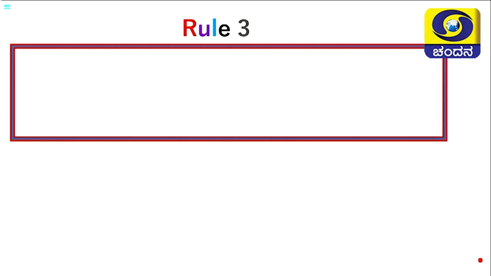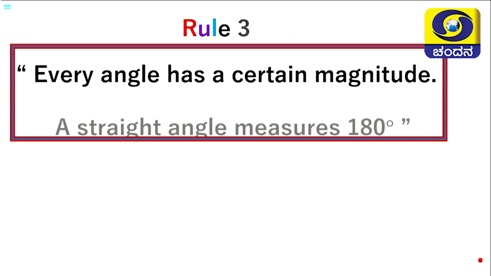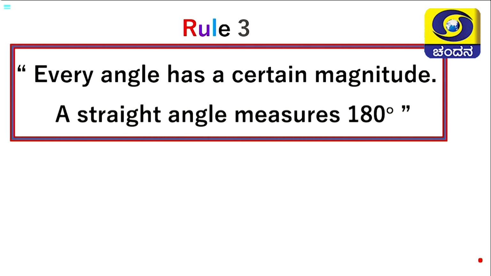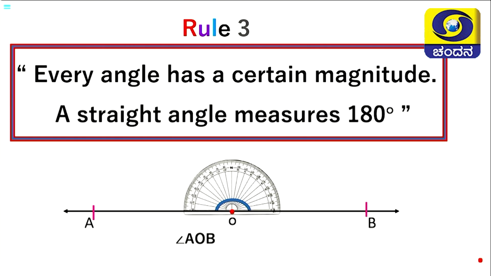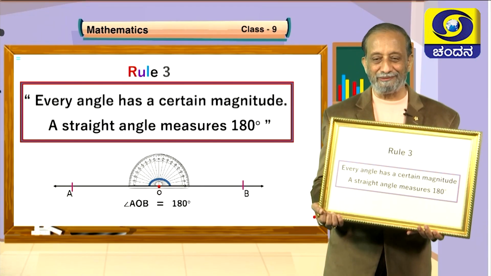Now let us try to understand the second line of the rule number 3, which states that a straight angle measures 180 degrees. Here is a straight line AB on which O is any point on it. So, if you measure this angle AOB, it is equal to 180 degrees only. This is called the straight angle. So, this is rule number 3.